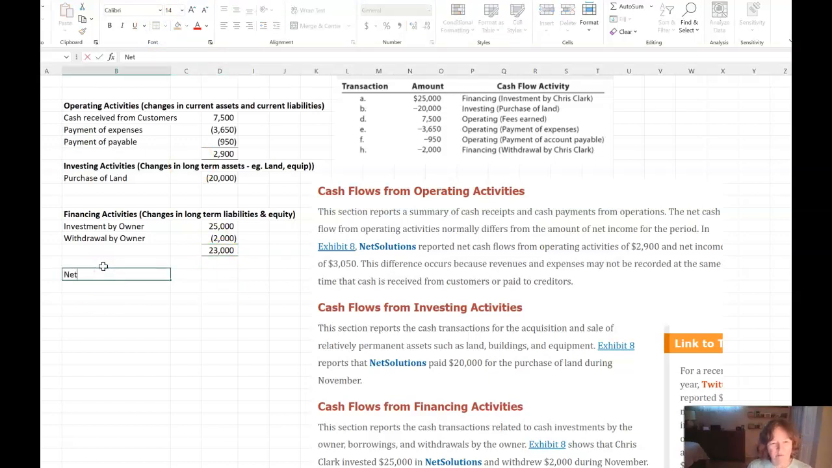Then our total would be net cash flow. We would just say 2,900 plus the 20,000 plus the 23,000. That would be the net cash flow from just these transactions for this company. You're simply dividing them up between operating, investing, and financing, and you're thinking about how each transaction affects cash. That's how it's going to go on the statement.